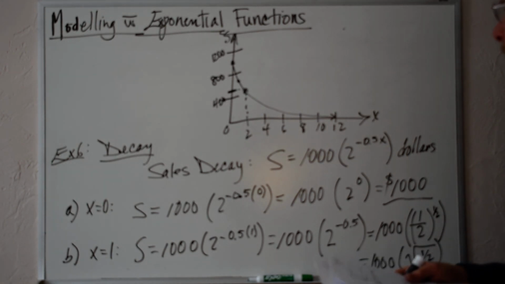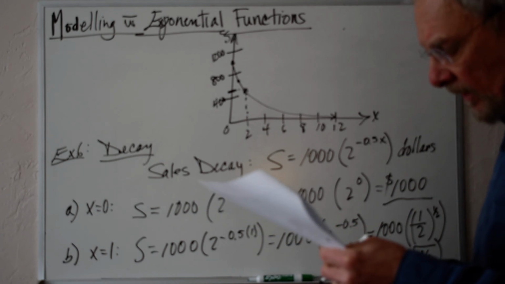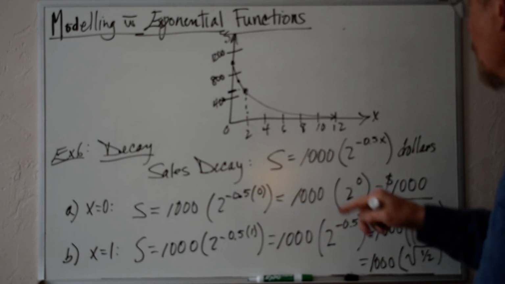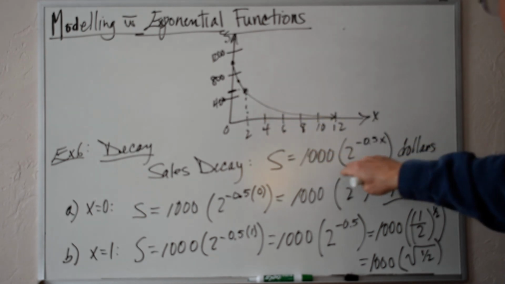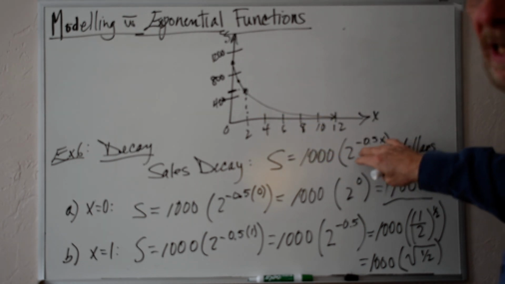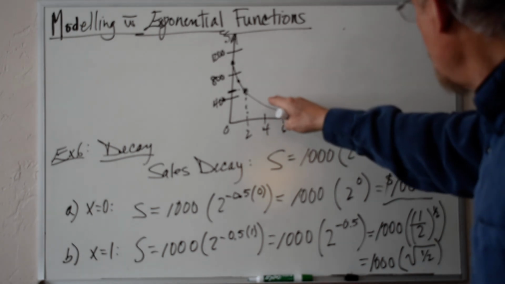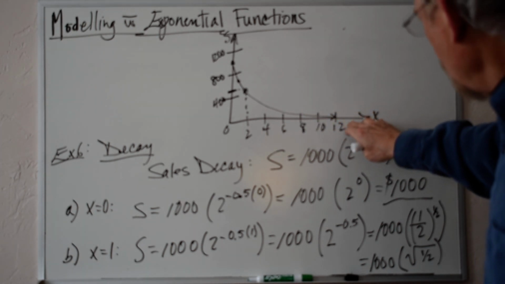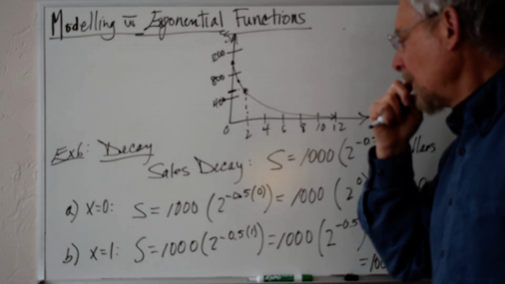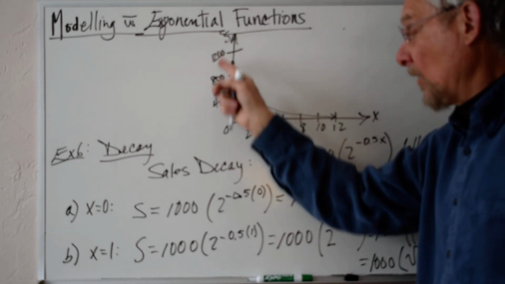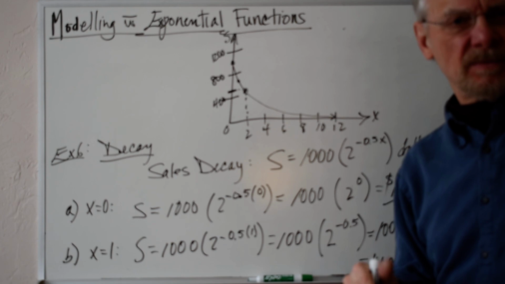And then finally they ask, does the graph show that sales ever fall to 100? No. We know that the function's an exponential function, and we see that the asymptote is the x-axis. So the graph gets forever closer and closer to the x-axis, to where s is 0, but it never gets there.